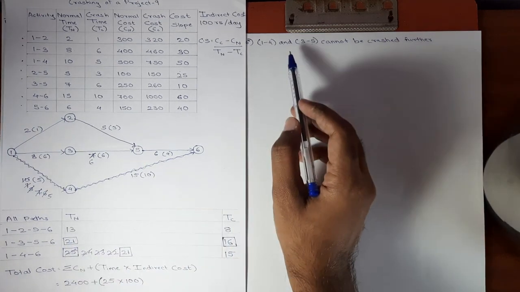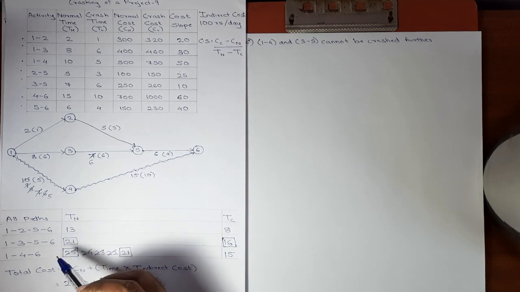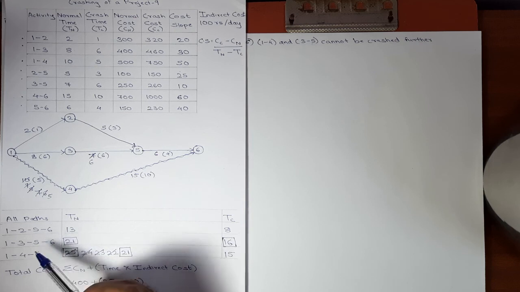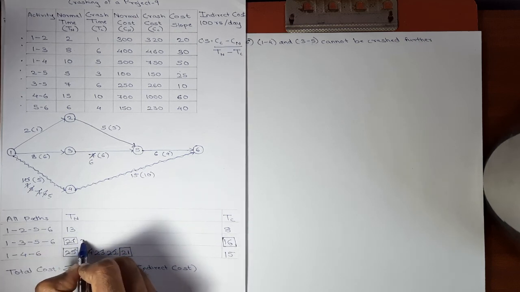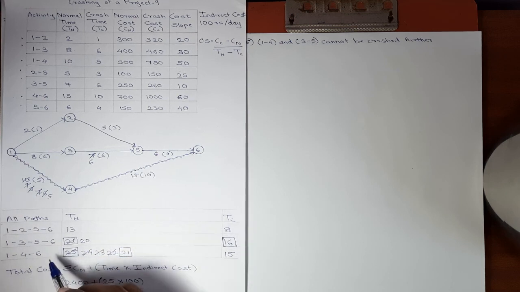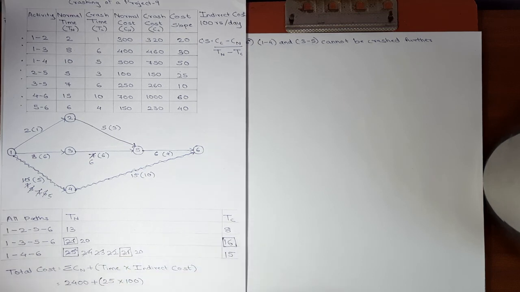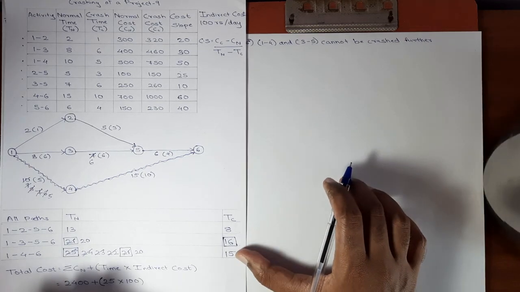Activity 1, 4 and 3, 5 was crashed in the previous step. In which of the following paths these two activities come? In first path, activity 1, 4 and 3, 5 is not present. In second path, activity 3, 5 is present. So 21 will become 20. And in the last path, activity 1, 4 is present, which we crashed. So here also 21 will become 20. Okay, again there are same paths, but two activities are exhausted.